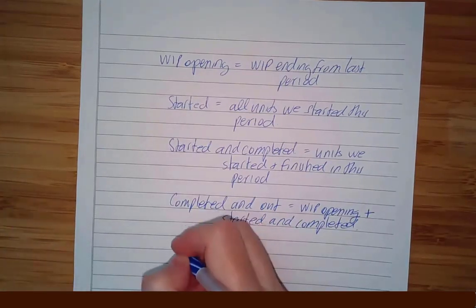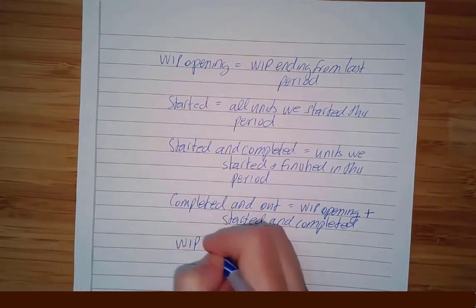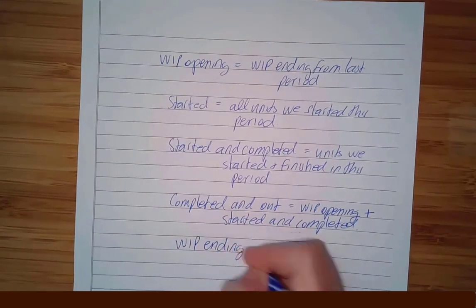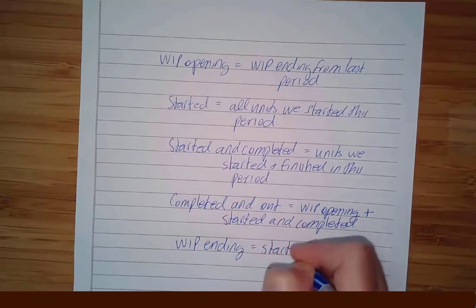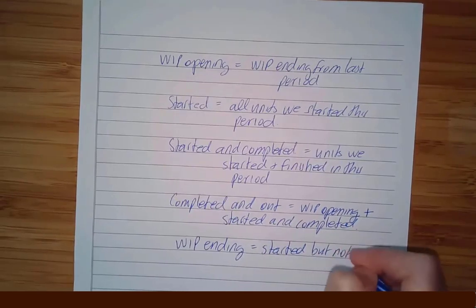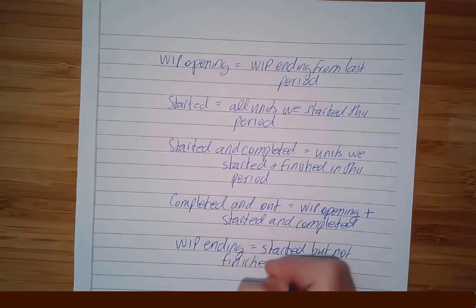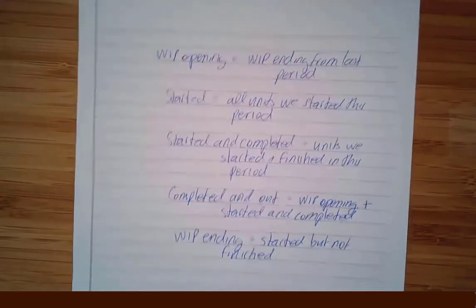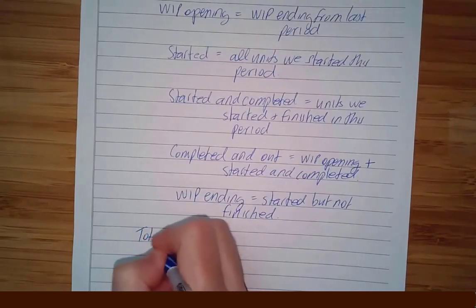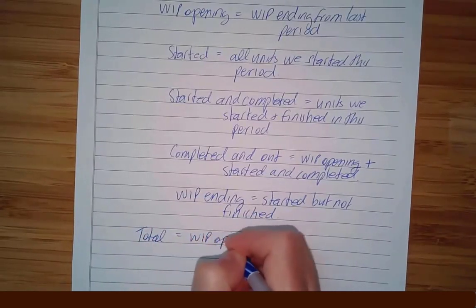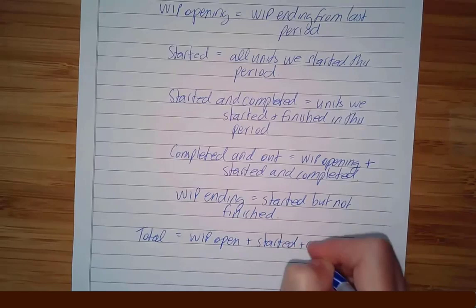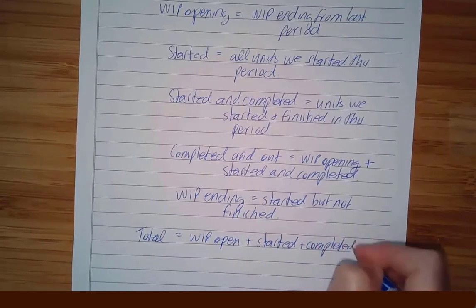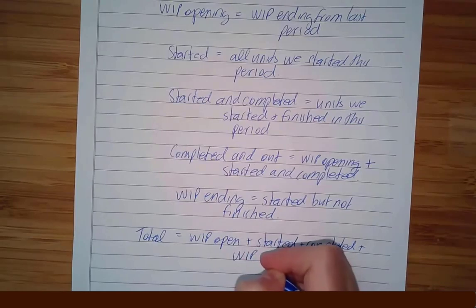And then of course we've got the work in progress ending, and that is equal to the started but not finished. We can then use this like a mathematical equation, because when you think about it, total is equal to work in progress opening plus started and completed plus work in progress ending.